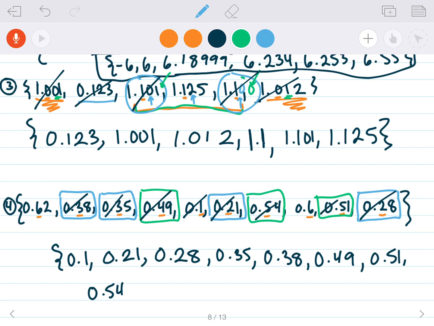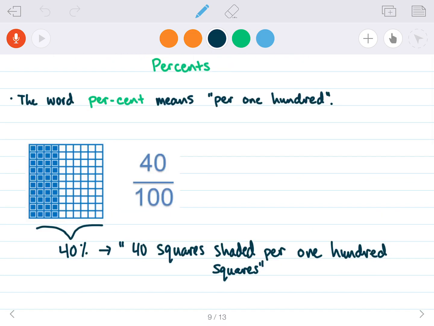And finally, our last two are going to have a 6 in the tenths place. And which one is smaller is going to be 0.6 because it has an understood 0 in the hundredths place. So next comes 0.6, and the largest of the numbers is going to be 0.62. So these are numbers from smallest to largest.